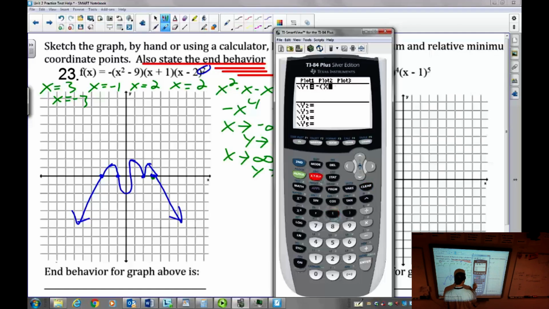Parentheses, and then x squared, and then a minus. Use the correct big minus symbol. So -9, there it is. Then close parentheses, x plus 1, close parentheses. Open parentheses, and then x minus 2 all squared. Okay, so we're going to go ahead and graph that. Graph that puppy. Ooh, it does kind of a cool, weird thing.